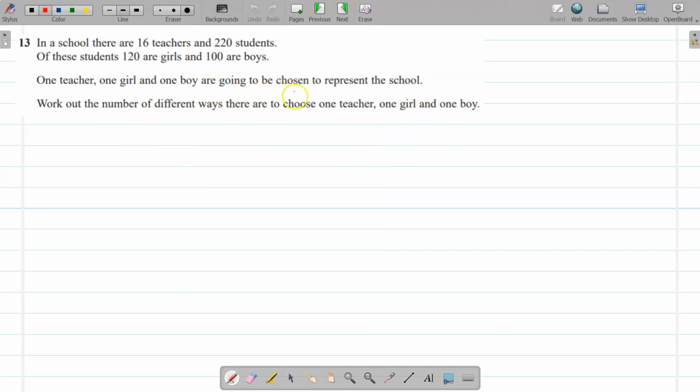There are 16 teachers in a school, 120 girls and 100 boys. One teacher, one girl and one boy are going to be chosen to represent the school. Work out the number of different ways this can happen.